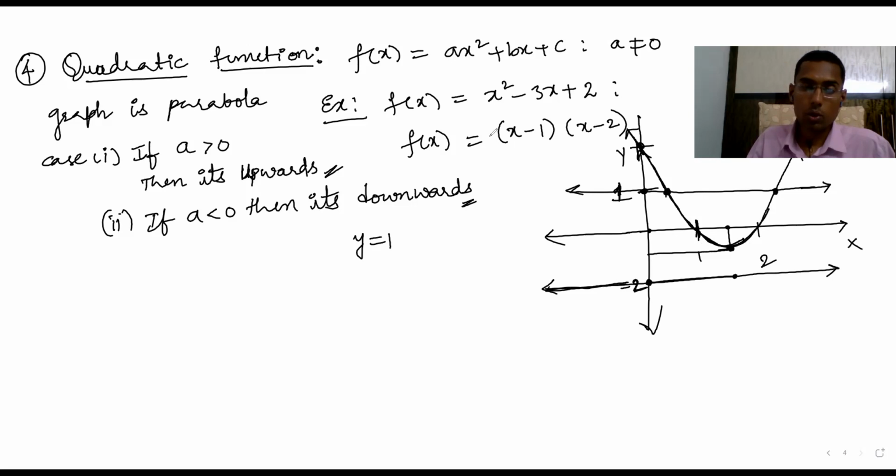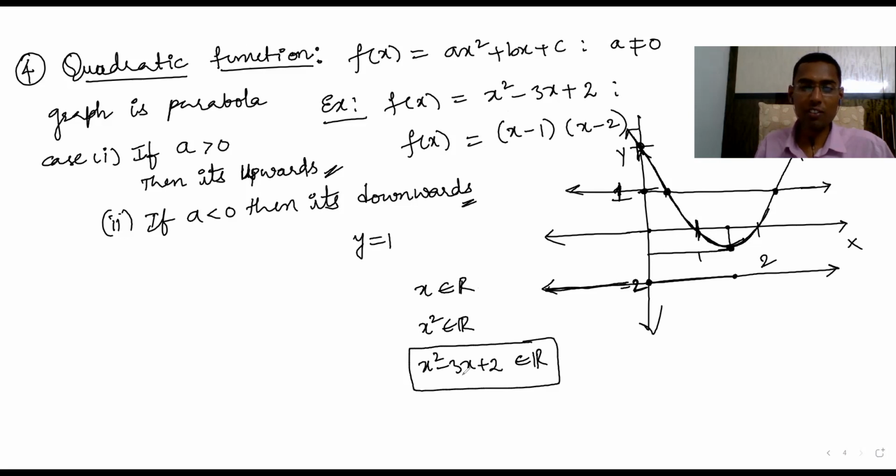You may say, sir, just now you told x square, so what should we do? We should start like this. X is a real number, then x square is definitely a real number, and x square minus 3x plus 2 is a real number also. Therefore the range, f of x, is all real numbers. You may say that. But when x is a real number, x square is not all real numbers.